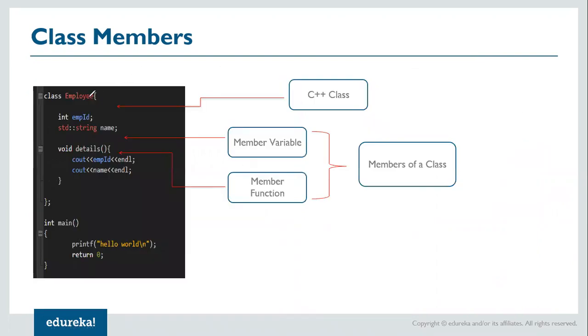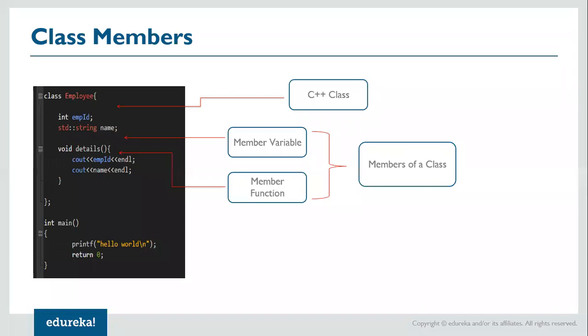So if you see, this is a class Employee. It starts here and ends here, right? Now inside this, I have two attributes of this class Employee. One of the attributes is employee ID, which is of integer type, and another attribute is name, which is of string type. And then I have a function or a method inside that particular class. So these are called members of a class. This is a member variable here and this is a member function.